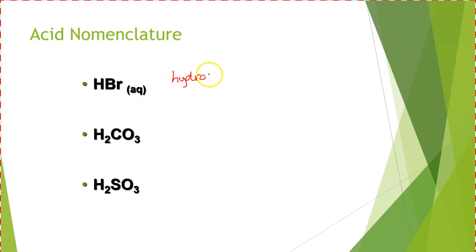The stem for Br is brome. So hydrobromic acid. Okay? Now, this one has H2CO3 and it has oxygen. So it's an oxyacid. So we know it's an acid because it's got H2 in the front.